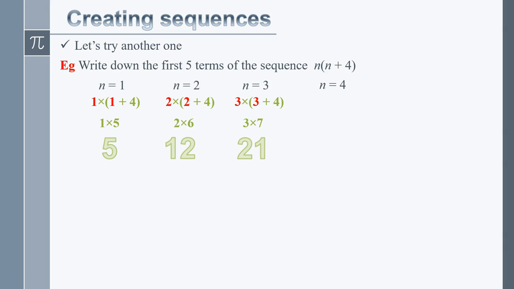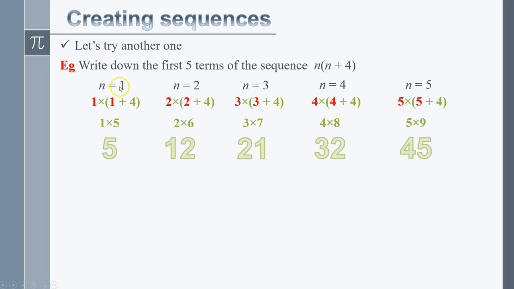And I'm going to do these quite quickly, but I'm hoping now that you're getting the idea of what's going on. So 4 times 4 plus 4, so that's 4 times 8, which is 32. And now for the last one, we want when n is worth 5, because the question is asking us for the first 5 terms of the sequence. When n is worth 5, plug in the number 5 instead of n, as we've done before. That gives us 5 times 9, and so the fifth term is 45. Sorted. So there's our sequence of numbers, a little bit more complicated, but exactly the same principle.